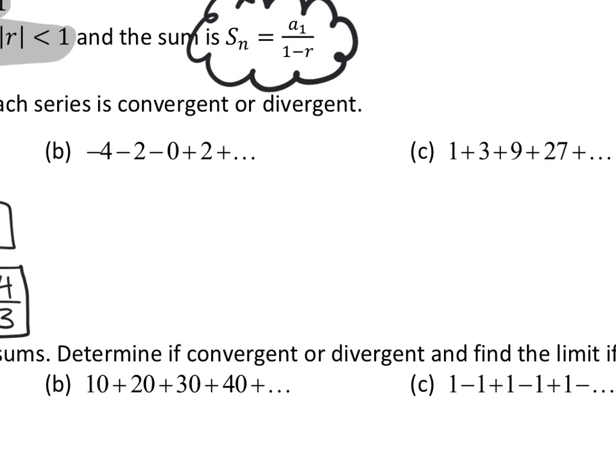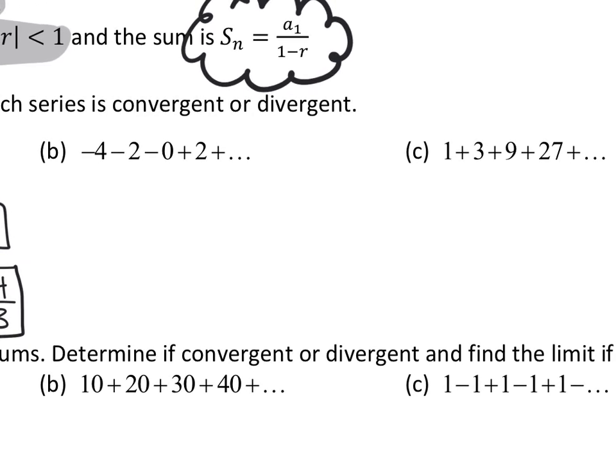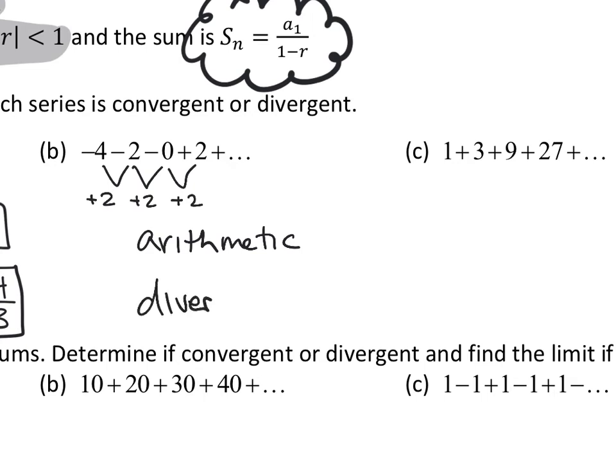What about B? What is the pattern happening in the series B? How do I do all those changes? Yeah, +2, +2, +2. So is this arithmetic or geometric? If it's arithmetic, is it convergent or divergent? Divergent. Arithmetic is always going to be automatically divergent at infinity because we're continually adding numbers up. So it's going to continue to get bigger or subtracting numbers out.